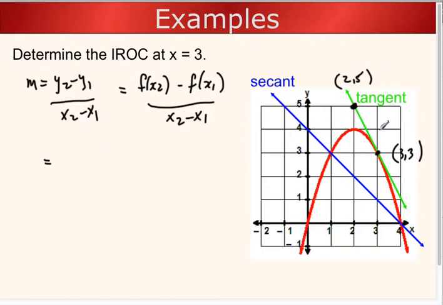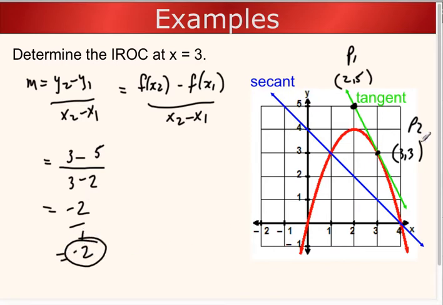I already have the y values. So I'll call this point 1, the one with x equal to 2, and then I have y2, which is 3, minus y1, which is 5, all over 3 minus 2. So the slope of this tangent line is 3 minus 5, which is minus 2, over 1, which is minus 2. So the instantaneous rate of change at that particular moment, at x equal to 3, is negative 2. That is if we had a tangent line drawn.